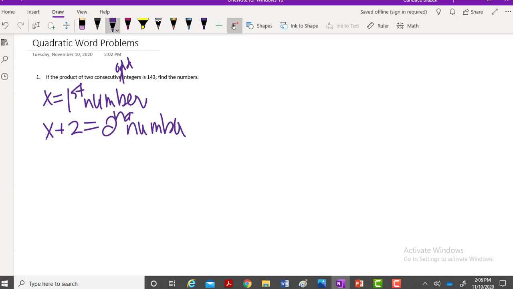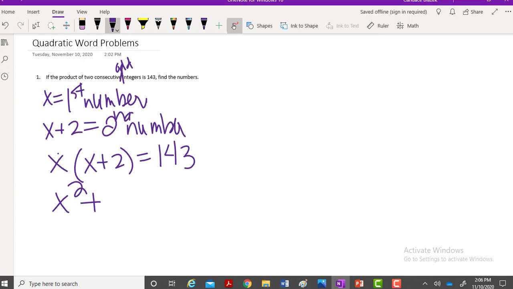Now the product. The product means we will do x times x plus 2, and the product is 143. All right, so I'm going to start by simplifying this, and to simplify, I will distribute the x through, and I get x squared plus 2x is equal to 143. Notice that it's now quadratic.